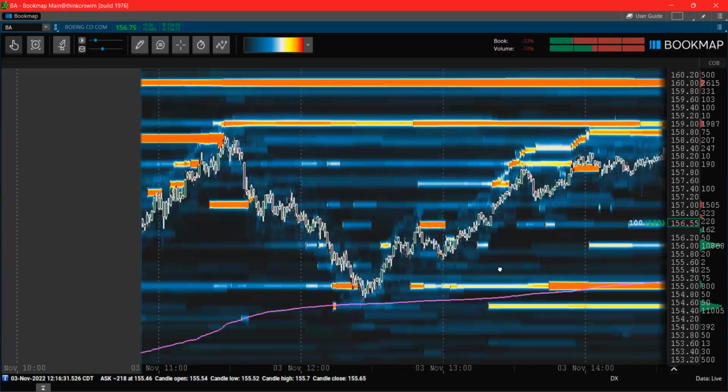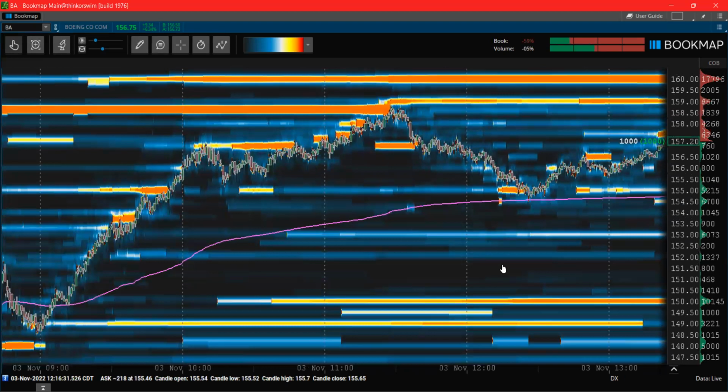Wish we would have just went ahead and played the push through on BA as well. But we didn't. It was just one of those where we had to take the safe route, which was to get out of there around break even.